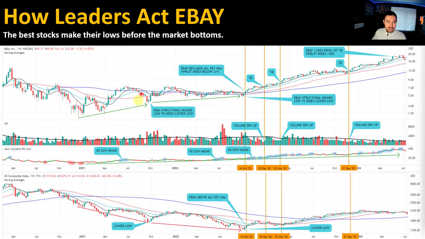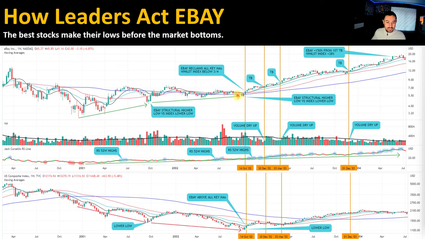So see here where eBay in October of 2021 is putting in a higher low. What is the NASDAQ composite doing? The NASDAQ composite in the same period is making a lower low. So eBay higher lows, NASDAQ composite being the index, putting in lower lows. Which is stronger? eBay, right? And that's why you're seeing the relative strength line turn up.